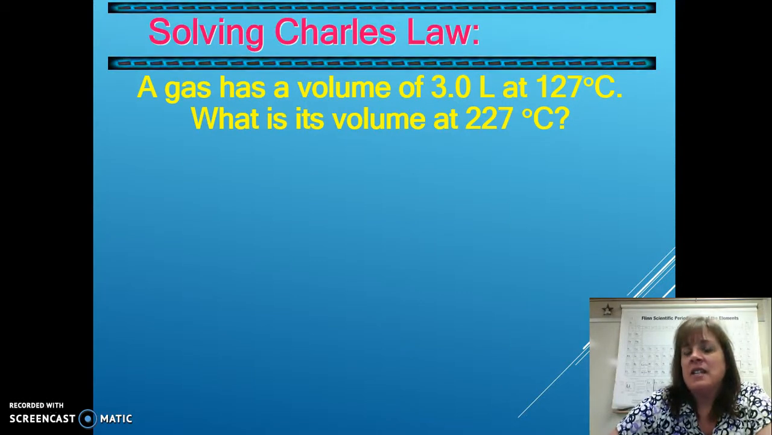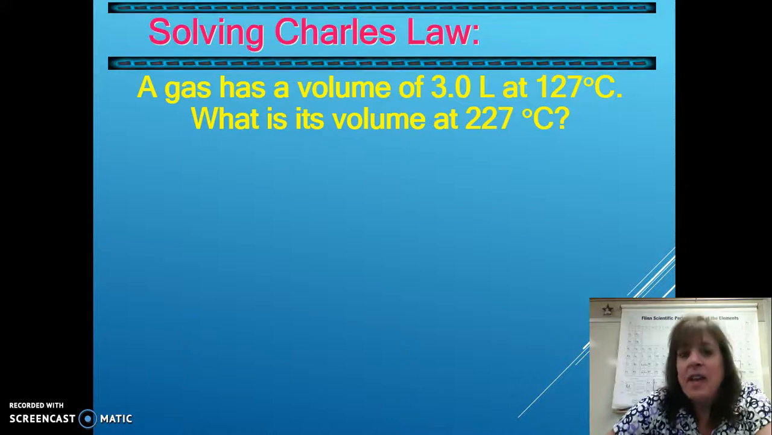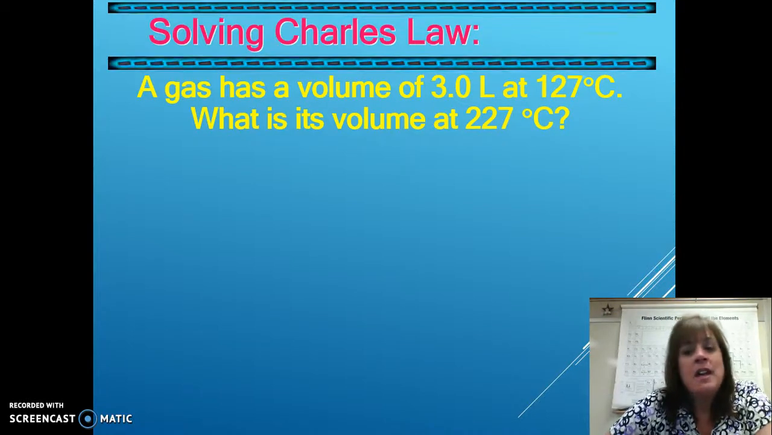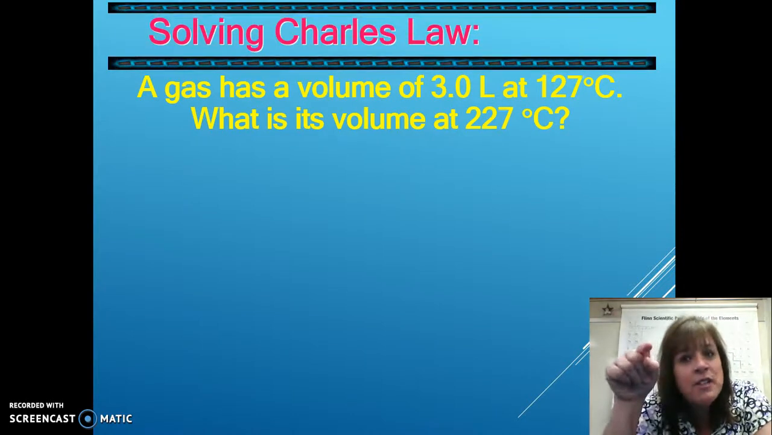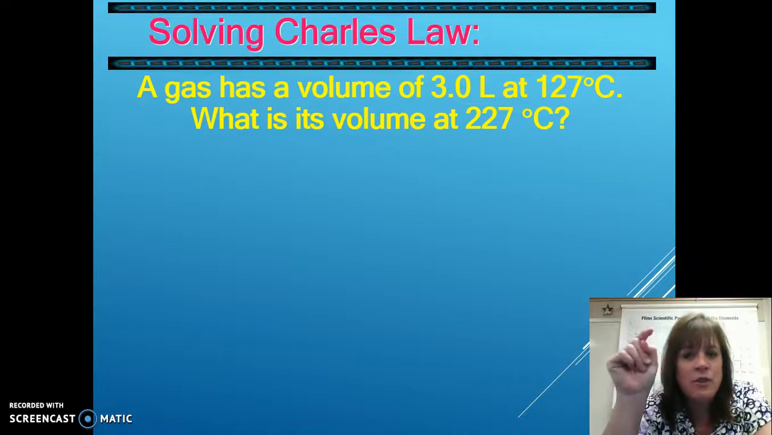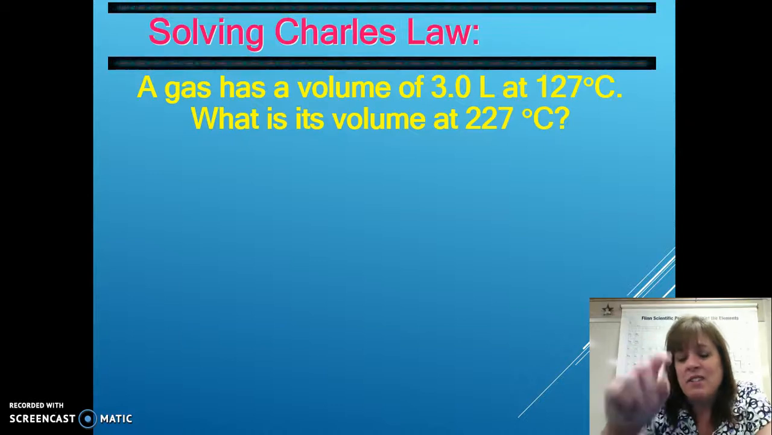I have a gas that has a volume of 3 liters at 127 degrees Celsius, and I want to know what is its new volume if I ratchet up the temperature to 227 degrees Celsius. Now, what did I say about temperature? I told you I'm going to give you the temperatures in Celsius, but you cannot work with them in Celsius. You have to add 273 and make them Kelvin. In fact, if you don't believe me, you can try Charles's Law, leaving them in Celsius, and I bet you're not going to get the right answer.